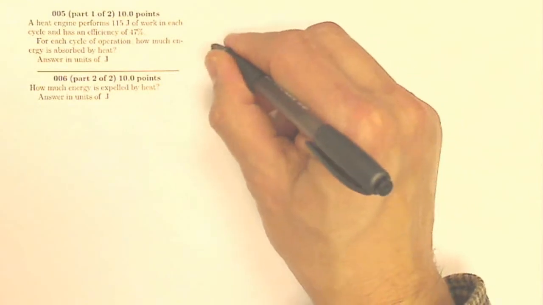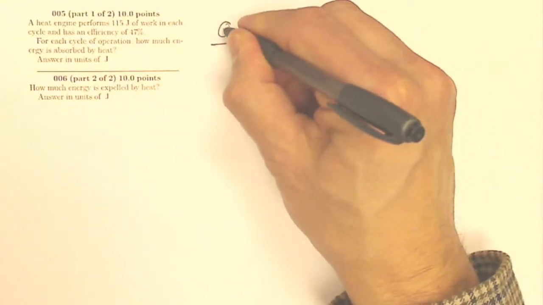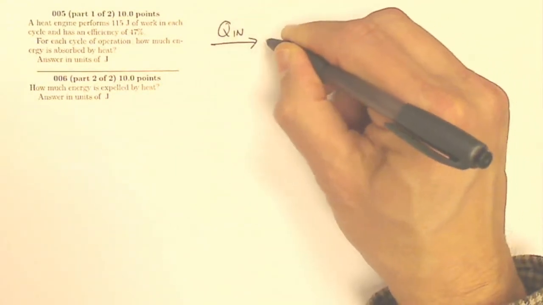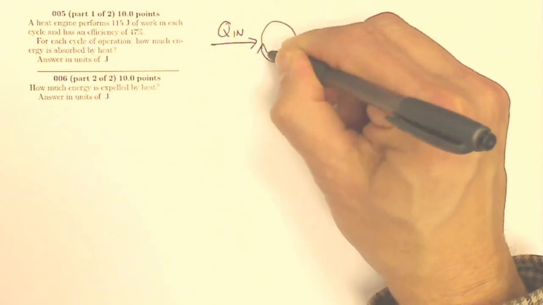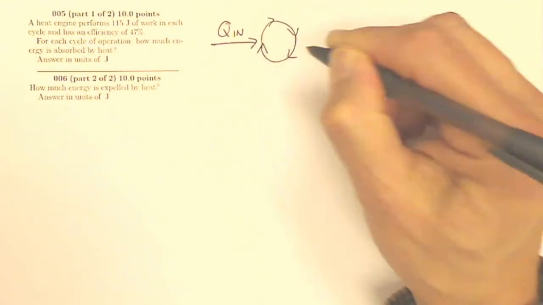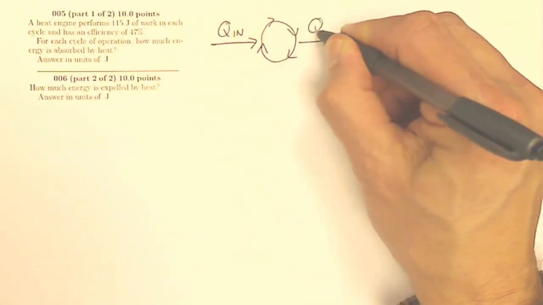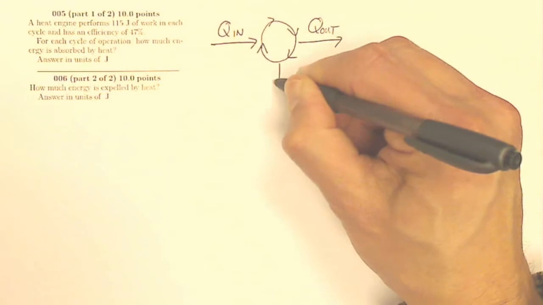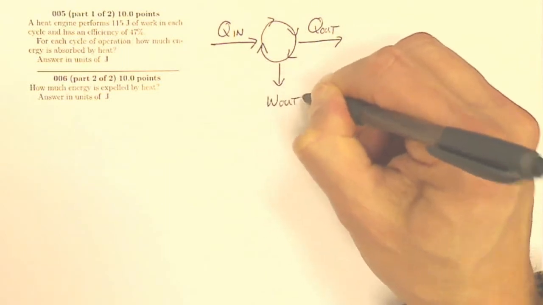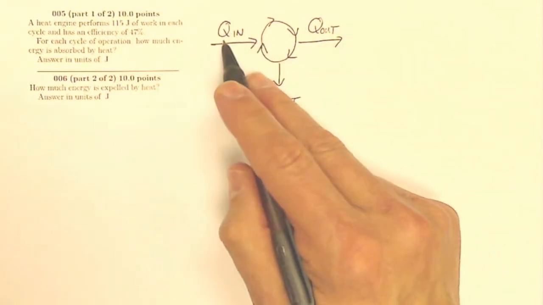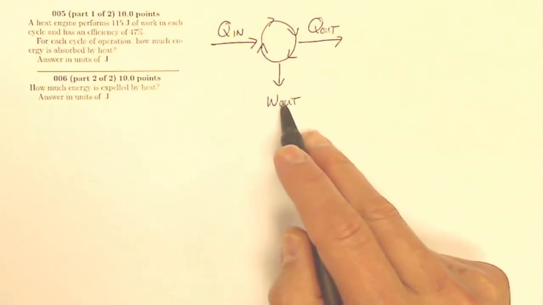So if I wanted to write that, I would know that I've got my Q in, I've got my cycle, which goes around in a circle. So this is my heat cycle, my PV diagram. And then I'm going to get some Q out, and then I'm going to get some work out. And I know that all the Q that I put in is either going to wind up here or it's going to wind up here.